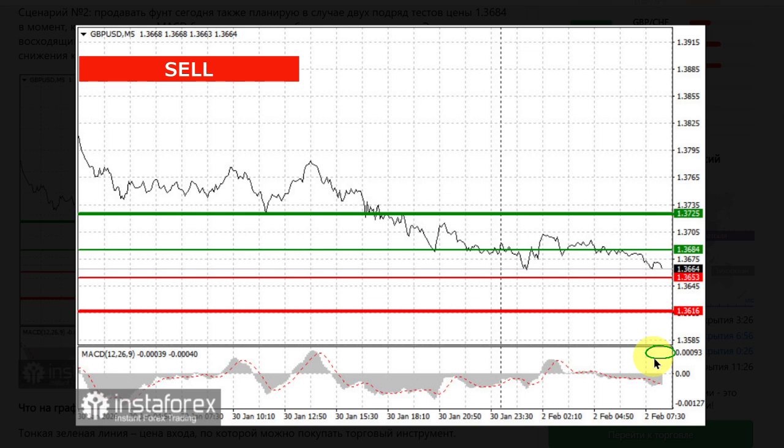In this case, a decline toward 1.3653 and 1.3616 can be expected.